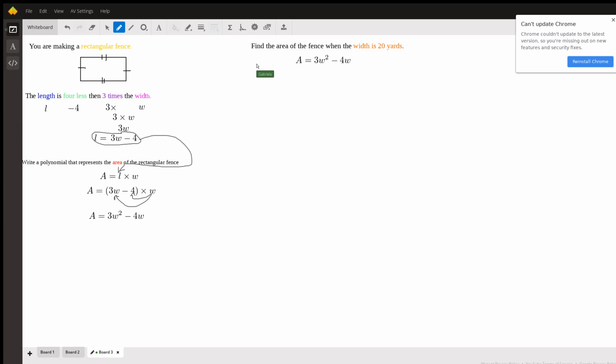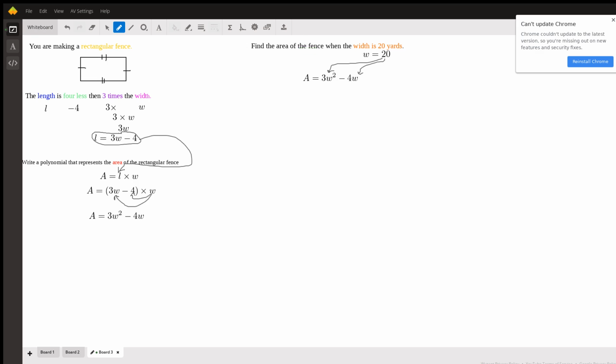For part 2, it asks us to find the area of the fence when the width is 20 yards. So we are going to use the polynomial we just created, A equals 3W squared minus 4W, using this new information that they gave us. That is the width, remembered by W, is 20 yards. The W equals 20 is the new piece of information that is given to us. And then as we did before, we're just going to use this and plug it in to our W's here.